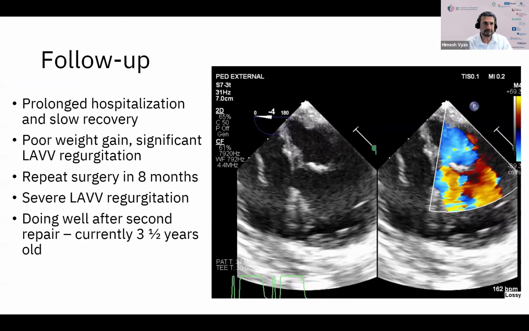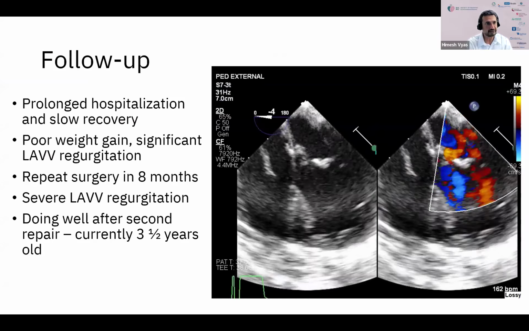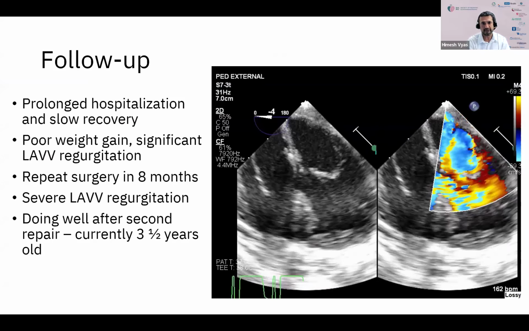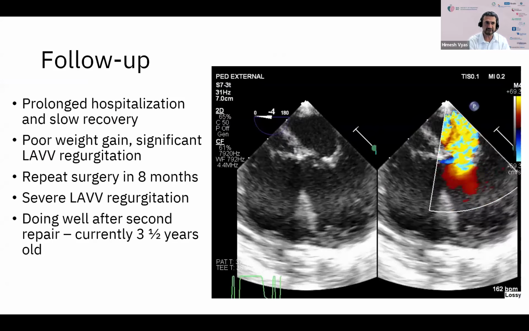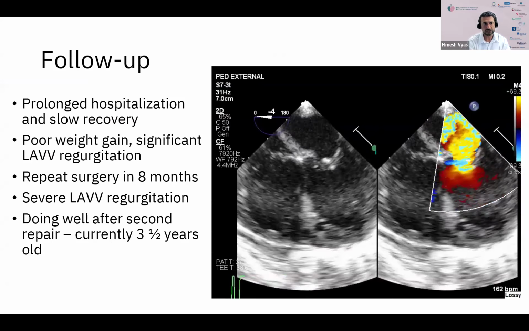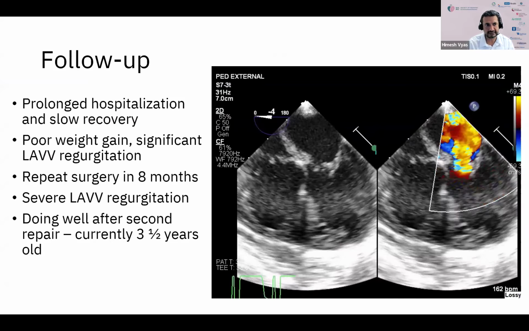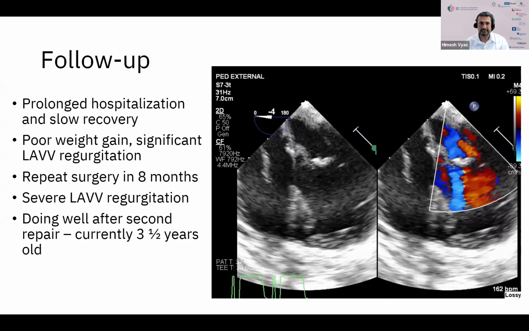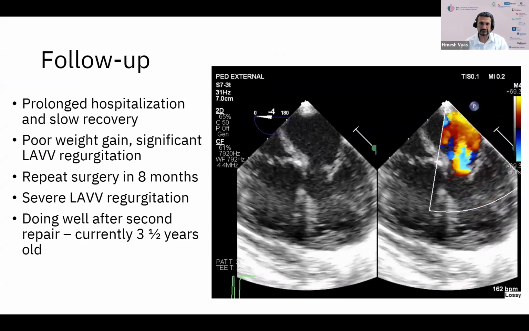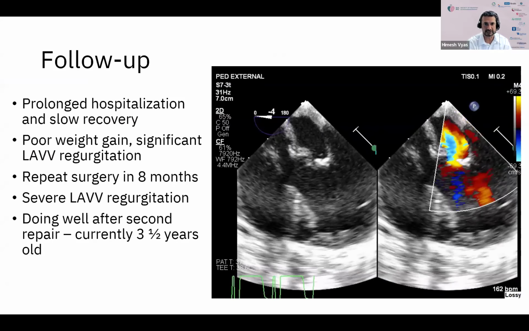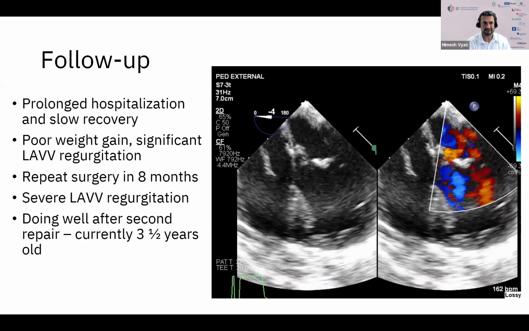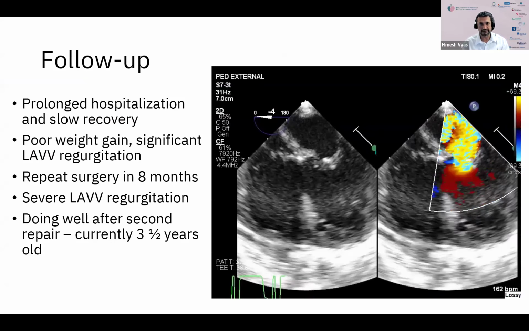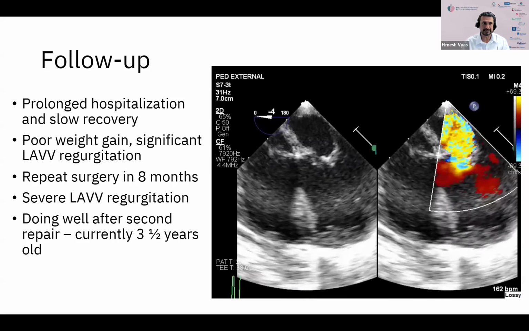And on follow-up, this patient had a very difficult course, slow recovery, had a prolonged hospitalization, and over time developed very severe left AV valve regurgitation. So this patient underwent repeat surgery about 8 months later. And this is the pre-bypass study of the second subsequent surgery. And you can see just severe left AV valve regurgitation. He did well after his second surgery in terms of valvular regurgitation.